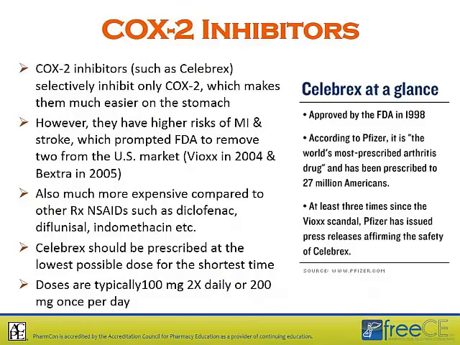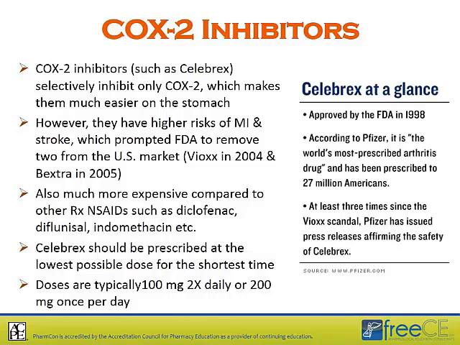COX-2 inhibitors, such as the brand name drug Celebrex, selectively inhibit only COX-2 enzymes, which makes them much easier on the stomach and explains why ibuprofen and naproxen cause fewer stomach ailments compared to ASA. However, COX-2 inhibitors have higher risks of myocardial infarction and stroke compared to other NSAIDs, which in fact prompted the FDA to remove 2 from the US market, which was a pretty drastic move. Vioxx was removed in 2004 and Bextra in 2005. But currently, Celebrex is still on the market.